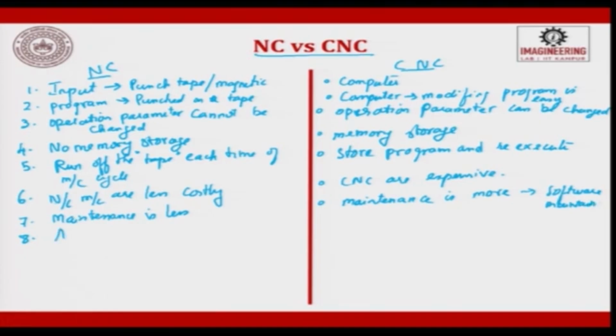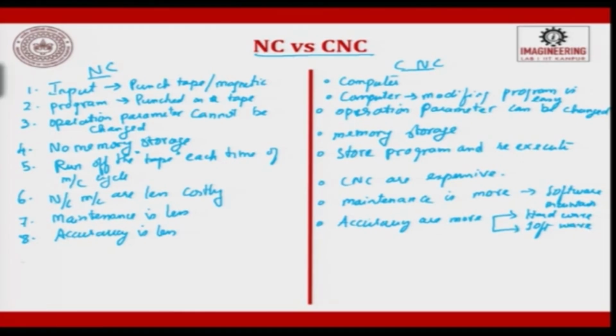Eighth point, accuracies. In NC accuracies are less. So, here accuracies are more. So, here you have two types of accuracies. One is hardware, the other one is software. So, you have two things. So, you can try to have little more better accuracies as compared to that of NC machines. Then NC needs high skill operators, here not so, or I will say semi skilled is good enough.